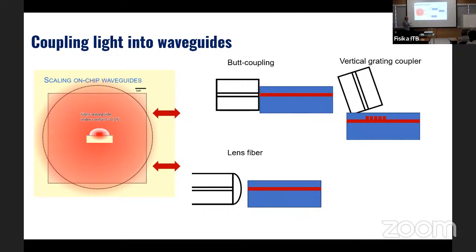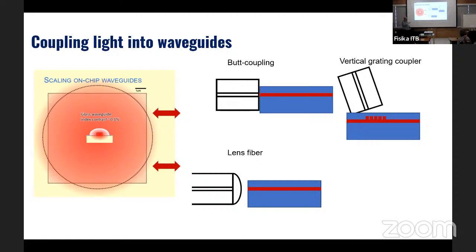The other one is to use a lens-tip fiber, a fiber that is equipped with a lens that focuses the light. If you control the distance between this lensed fiber and the waveguide, you can transform the diameter of the mode from 10 micron to around 2 micron. So it's better now. It matches a bit more with the cross-section of your optical waveguide.